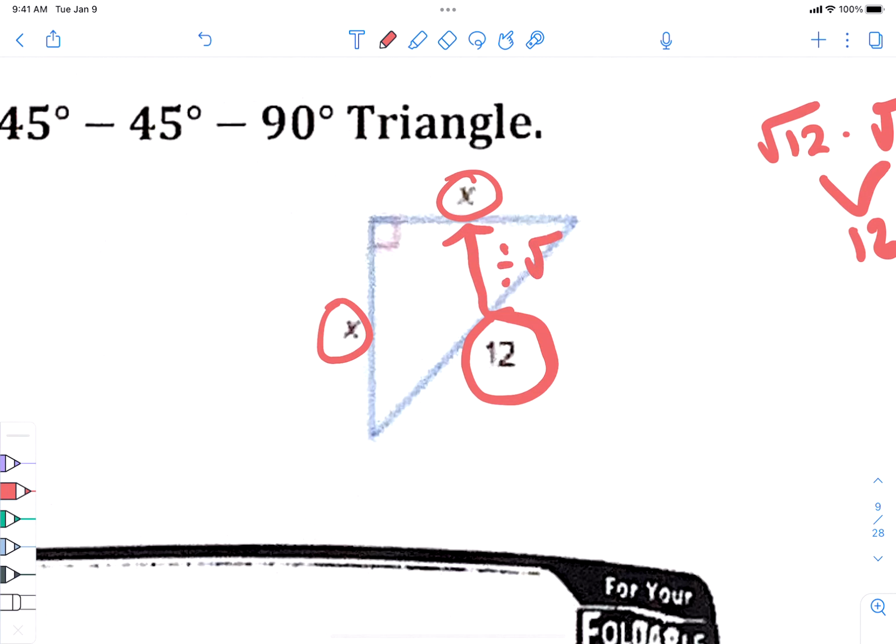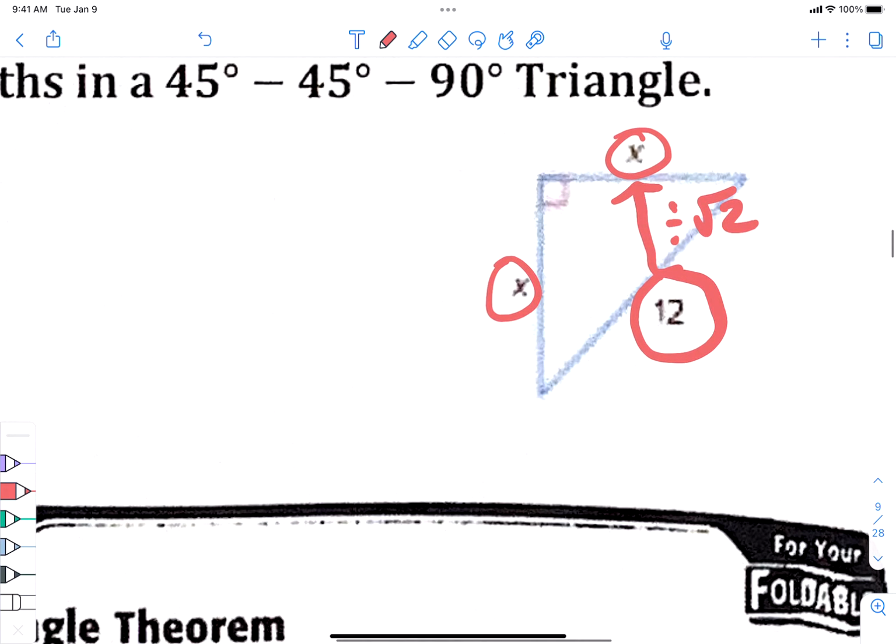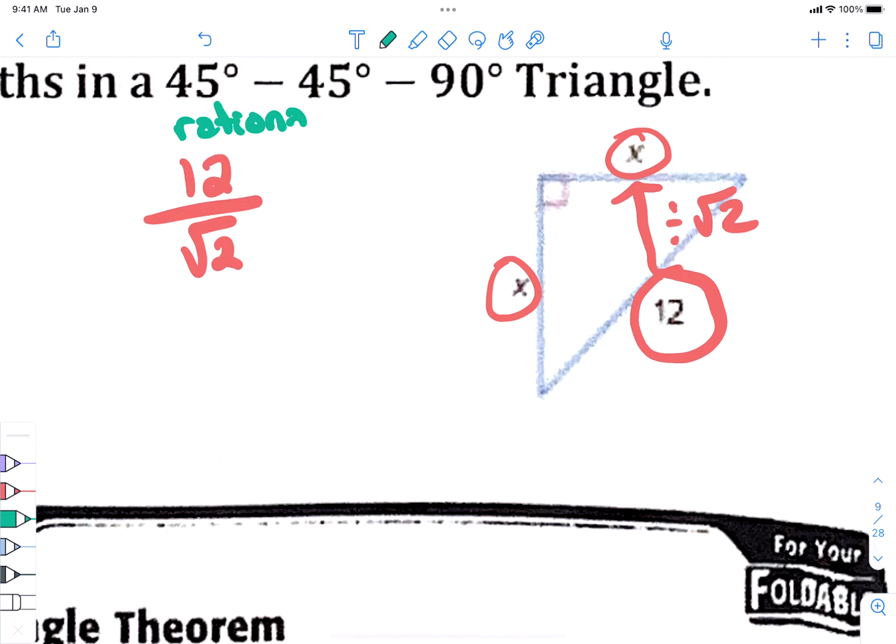Divide by the square root of 2, right? Okay, so here's what this looks like. 12 divided by the square root of 2 is like 12 over the square root of 2 as a fraction, right? Okay, now the problem is we never leave square roots in the bottom. We did this briefly in algebra, and this process is called rationalizing.